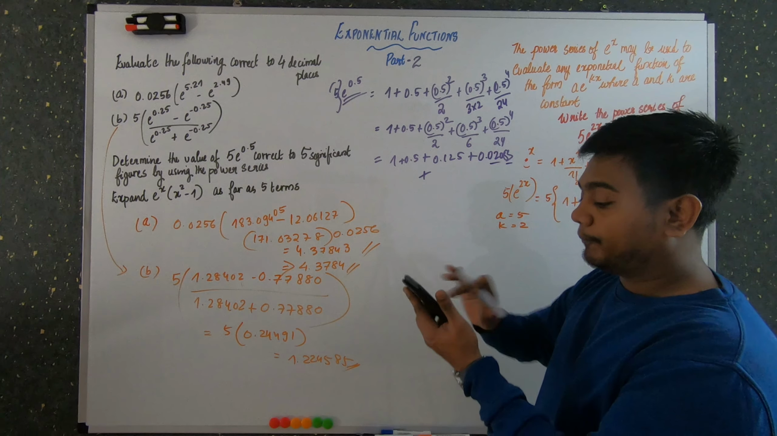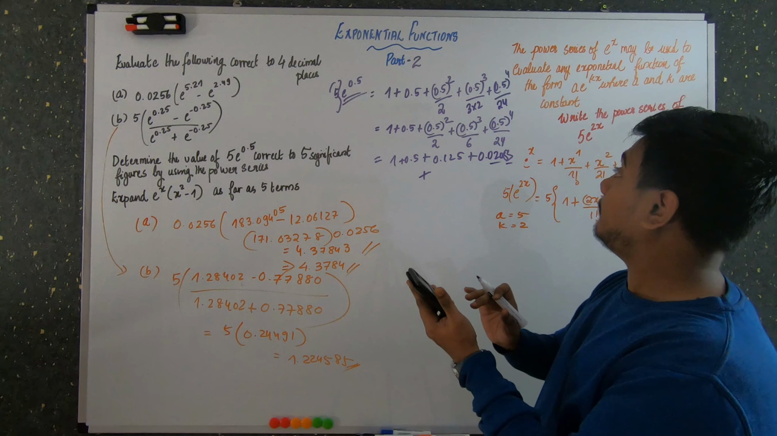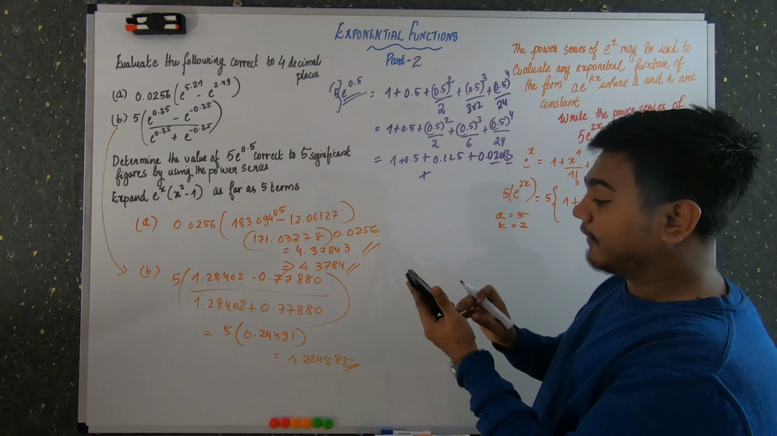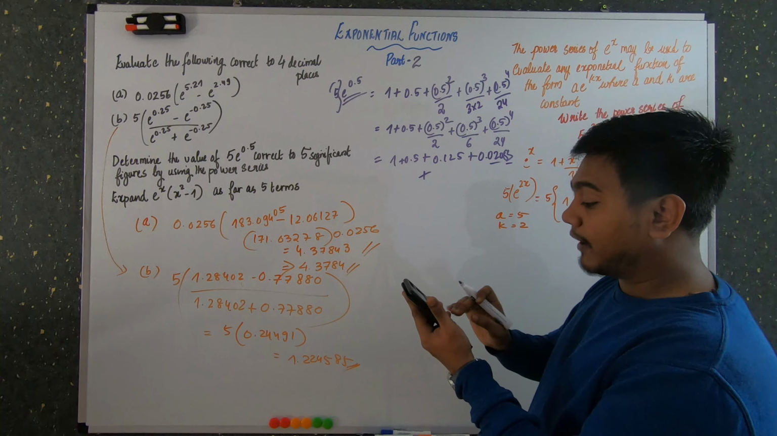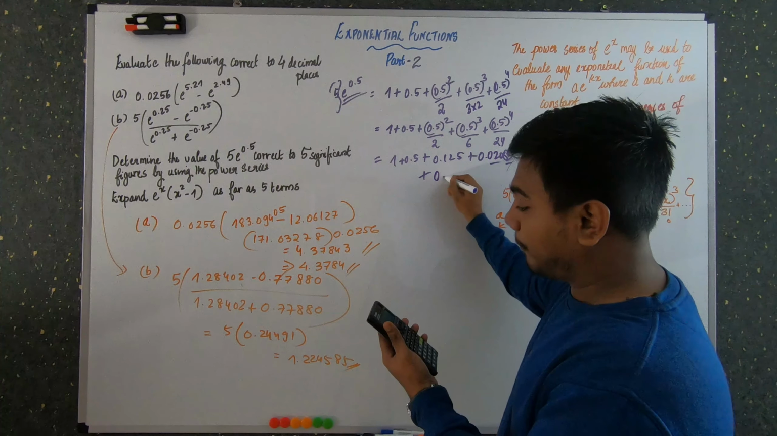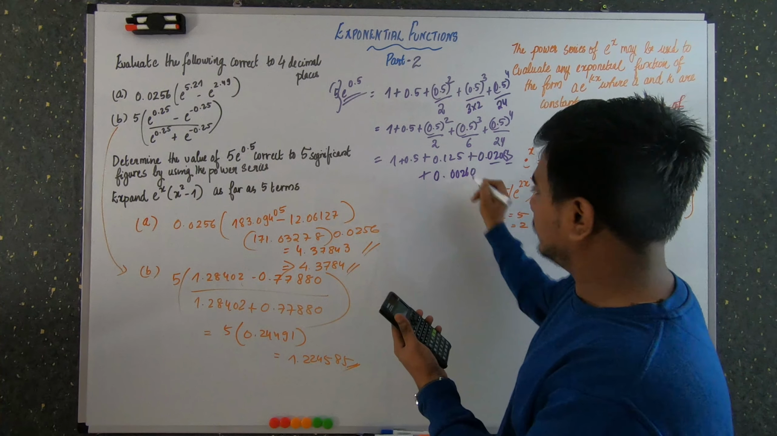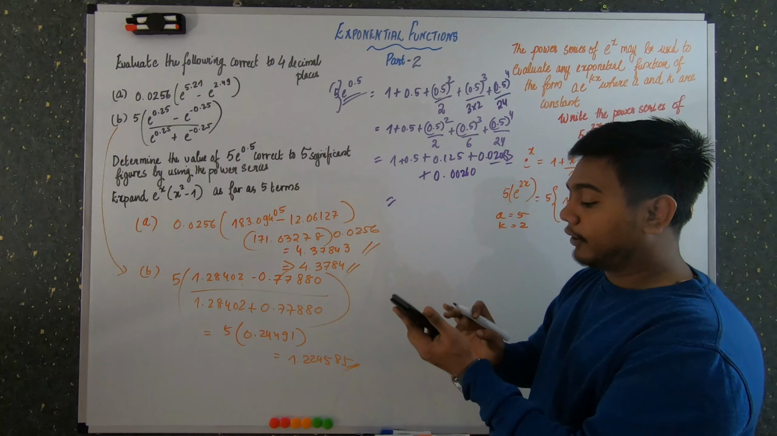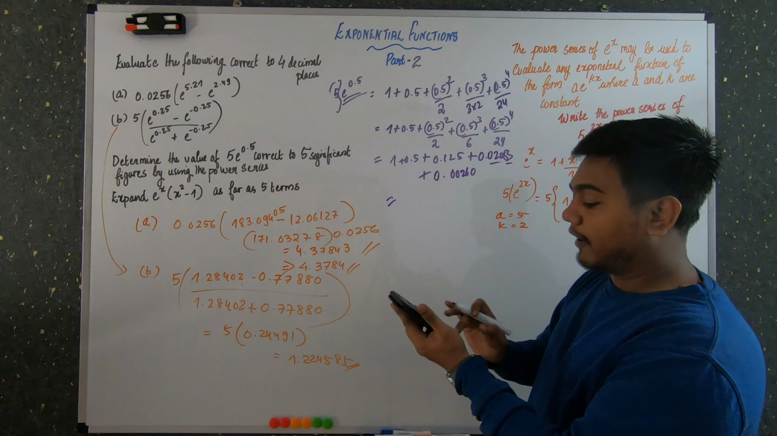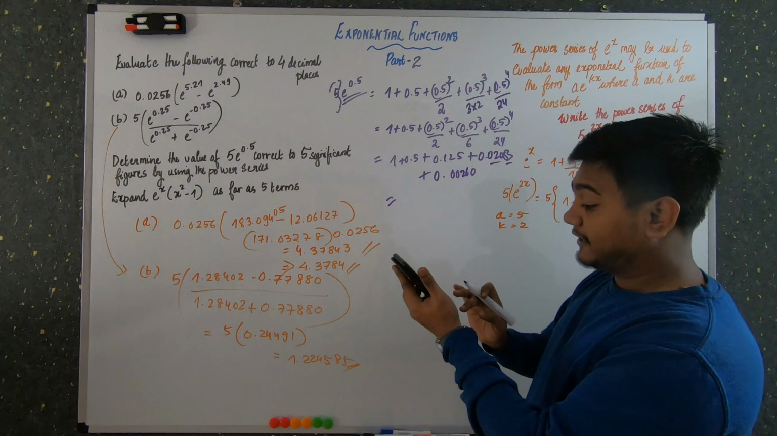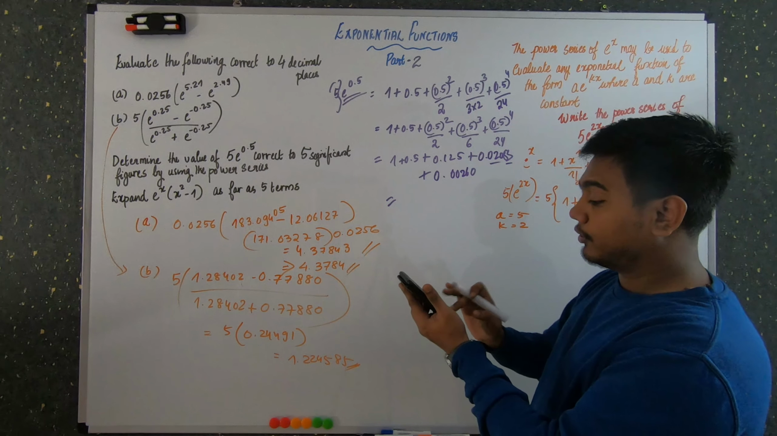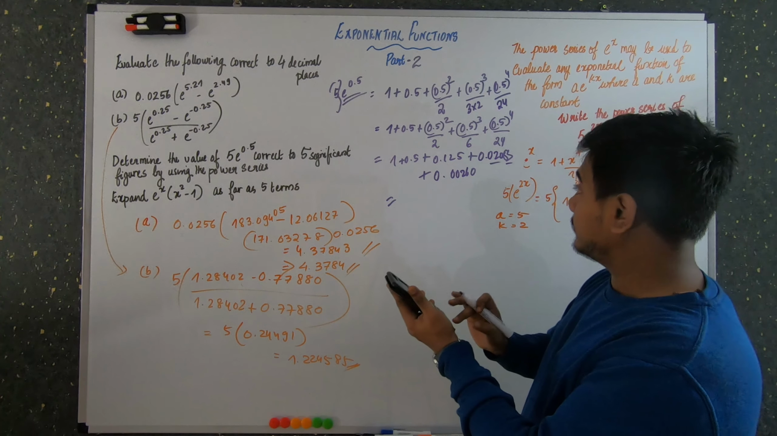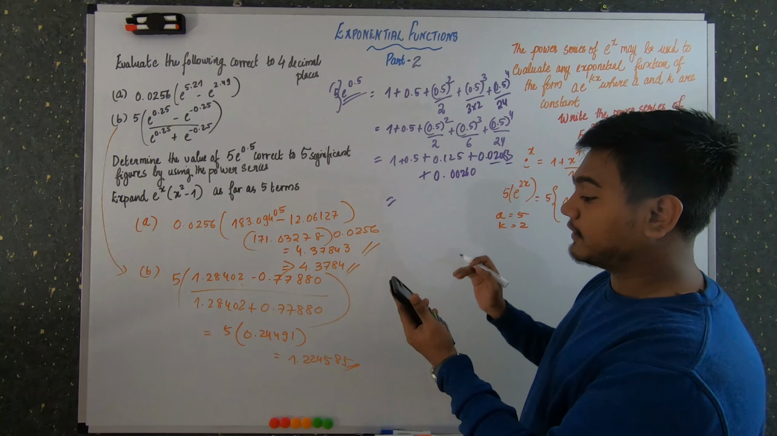So the next one is 0.5 whole raised to 4. 1 by 16 divided by 24, that is 1 by 384, that is 0.00260. Okay, now let's add all these together. So that is 1 plus 0.5 plus 0.125 plus 0.02083 plus 0.00260. So what's the value?